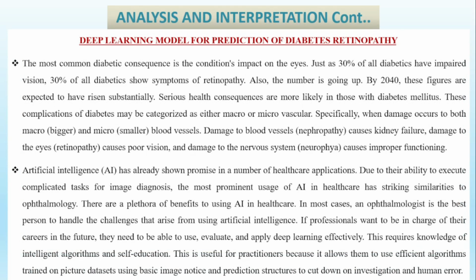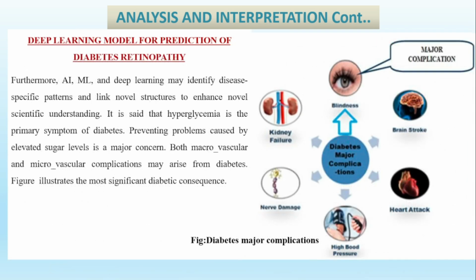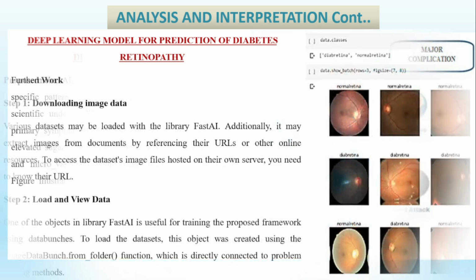Now this is the deep learning model for prediction of retinopathy. Further, AI/ML deep learning may identify disease-specific patterns and link novel structures to enhance scientific understanding. It is said that hyperglycemia is a primary symptom of diabetes. Preventing problems caused by elevated sugar levels is a major concern. Both macrovascular and microvascular complications may arise from diabetes. The figure illustrates the eye defect caused by the sugar level.